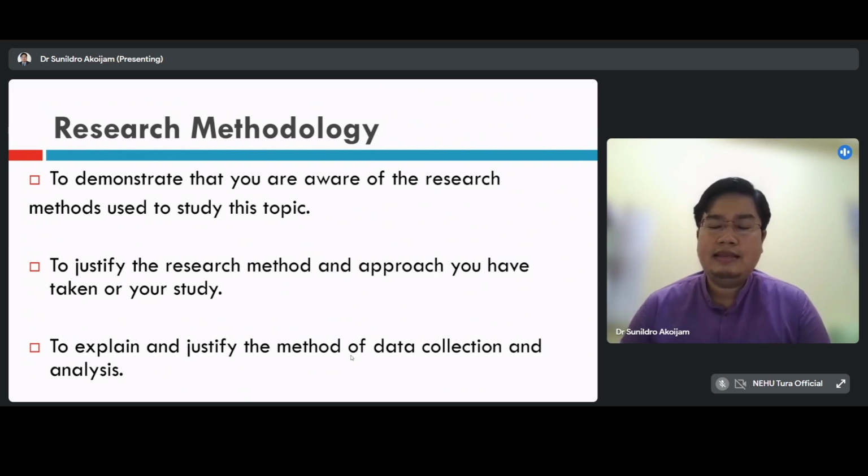In this particular section, you should be very clear about how you have conducted your research, to demonstrate that you are aware of the research method used to study this topic. Whatever methods you have adopted should be very clearly written under this section. For example, if you have used primary data in your research, then you should say how you collected it, who your respondents are, what the sample size is, and what the sampling technique is. Everything should be written in a very clear manner.